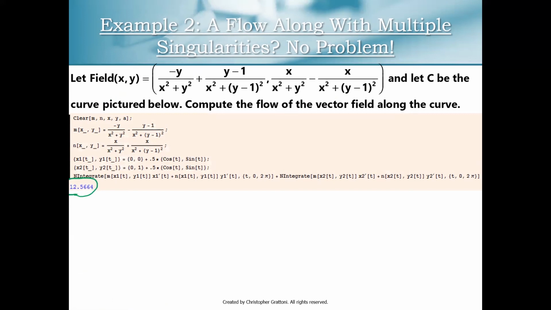12.5664. Now I got 12.5664 because I used NIntegrate. I think if you did this without the N in front of it, with any luck, you would get 4 pi, one of those integer multiples of pi, like we would expect.